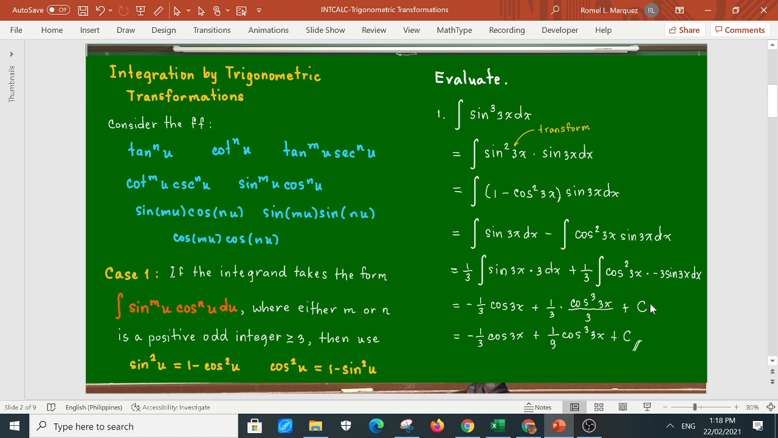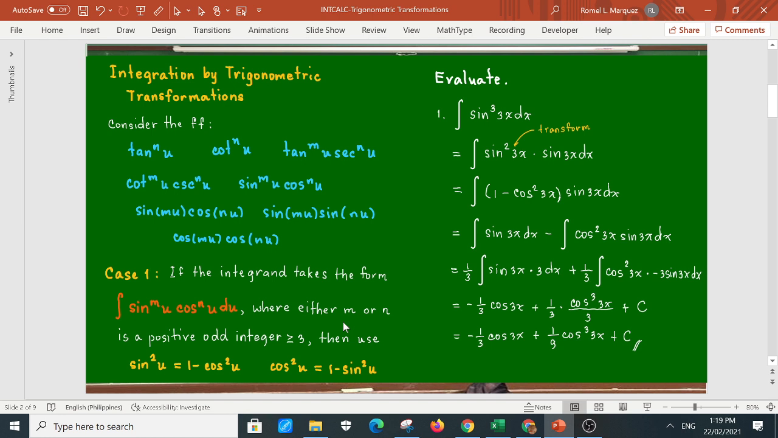So this is case 1 under integration by trigonometric transformations. That is a combination of powers of sine and/or cosine. In this case, there is no cosine because cosine has the exponent 0. And take note, at least one of them is odd. If two of them are odd, you choose the smaller exponent to be transformed because it's not easy to expand later if you have a bigger exponent. Let's say between 3 and 7, because both are odd, you choose 3 to be transformed.